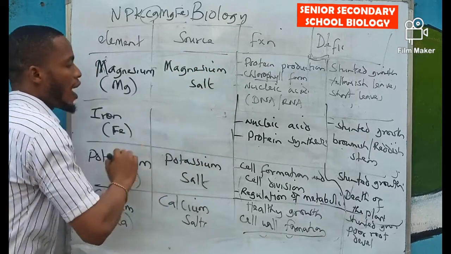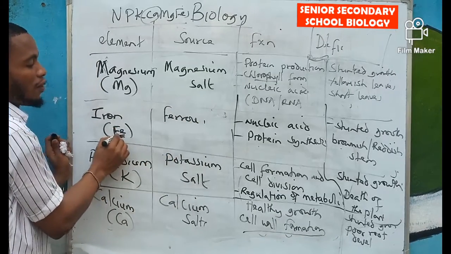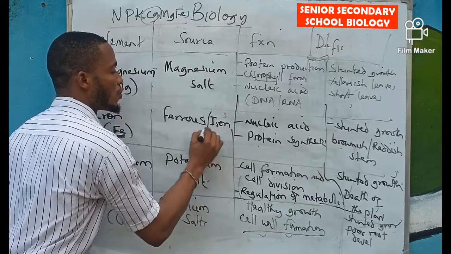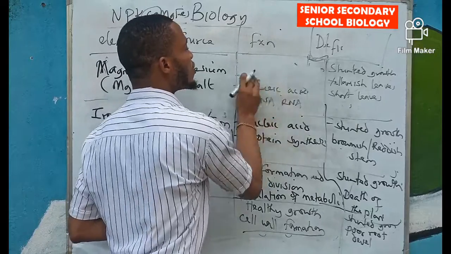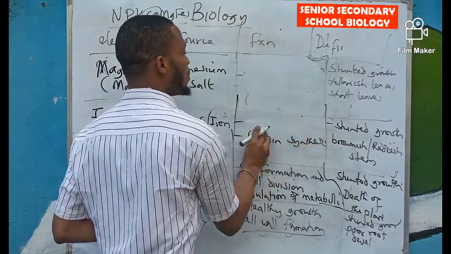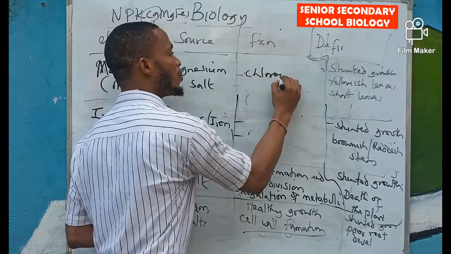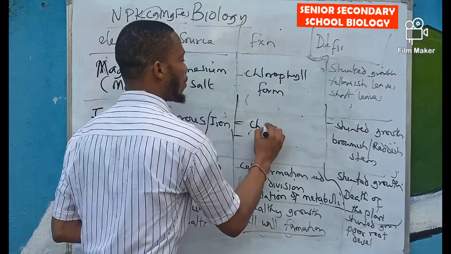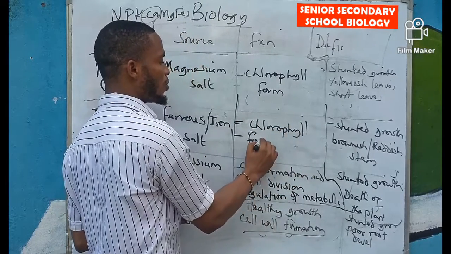For the iron, we'll have ferrous. This is why I use Fe. You call it iron in your chemistry. Ferrous, so you call it what? The iron salt. Now, what does it do for the plant? Well, their major function is to form chlorophyll. So the two of them perform the same function. That's why I put the two of them together. Chlorophyll formation.